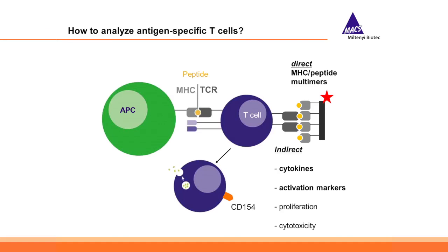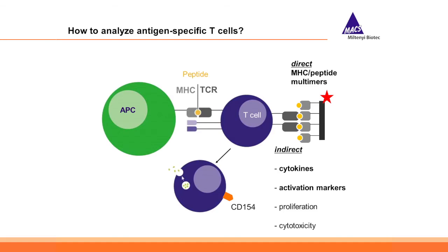How can you analyze antigen-specific T cells? Just briefly how they work, for those of you who are not familiar with T cells. T cells have a T cell receptor that can recognize a certain epitope of a pathogen. So each T cell can only recognize one epitope.